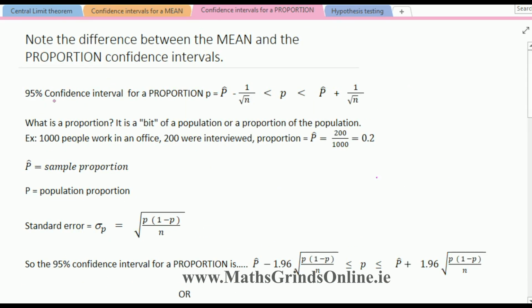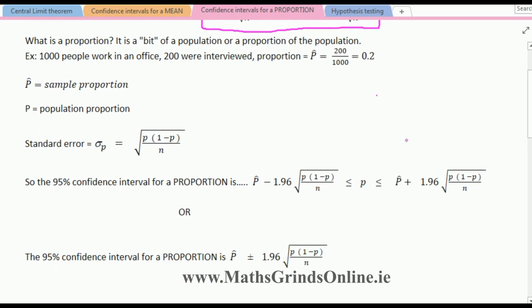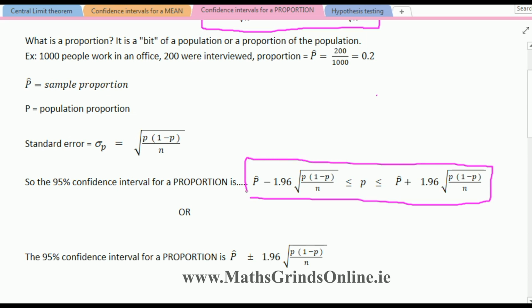Okay, the 95% confidence interval for a proportion is given to us here. That might look quite long and drawn out, but it simplifies to what I have down here, and again, an even shorter version of that, using the plus or minus symbols. Okay, the standard error is given there as well.